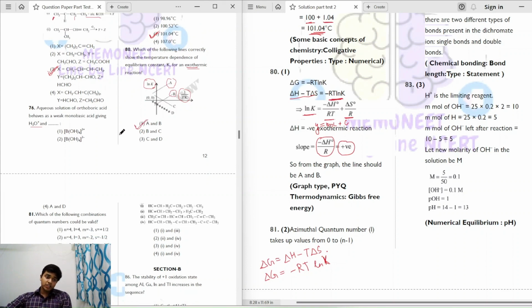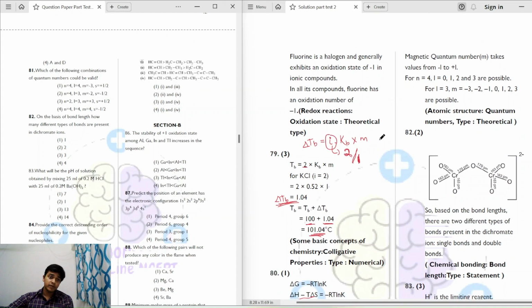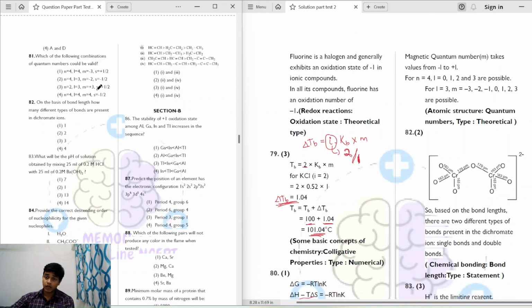Moving on to the next question, the question says, which of the following combinations of quantum numbers could be valid? Okay, so we have been given 4 different sets of quantum numbers, and we have to tell which of the following are possible or valid, right? So when we have a certain value of n, the values of L range from 0 to n minus 1.